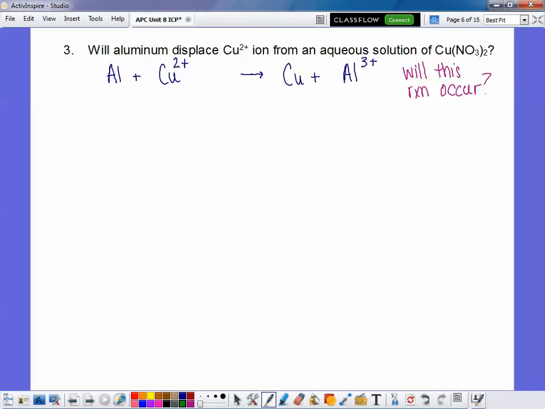Let's split this into the two half reactions. What are the two half reactions? Al to Al3+ and Cu2+ to Cu. Go ahead and balance those two half reactions. The only thing you have to do is add the electrons because there's no oxygen or hydrogen.